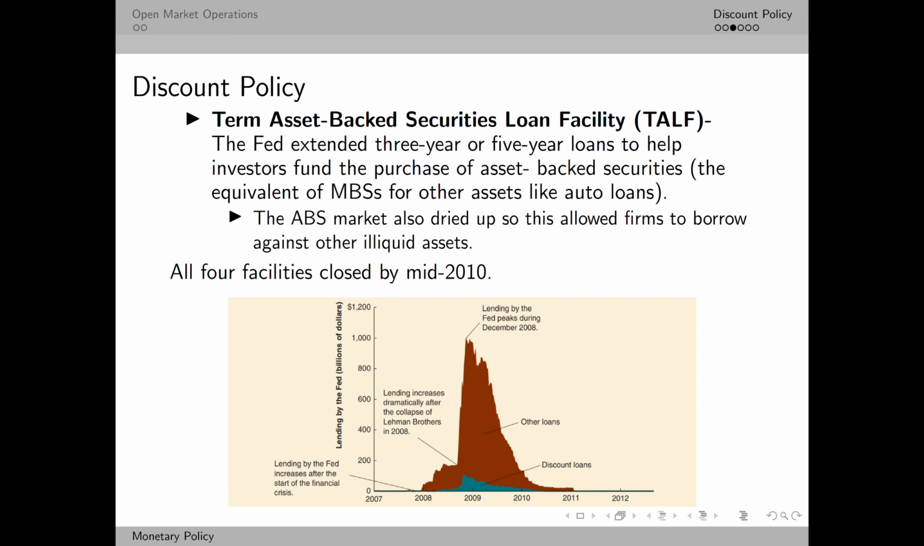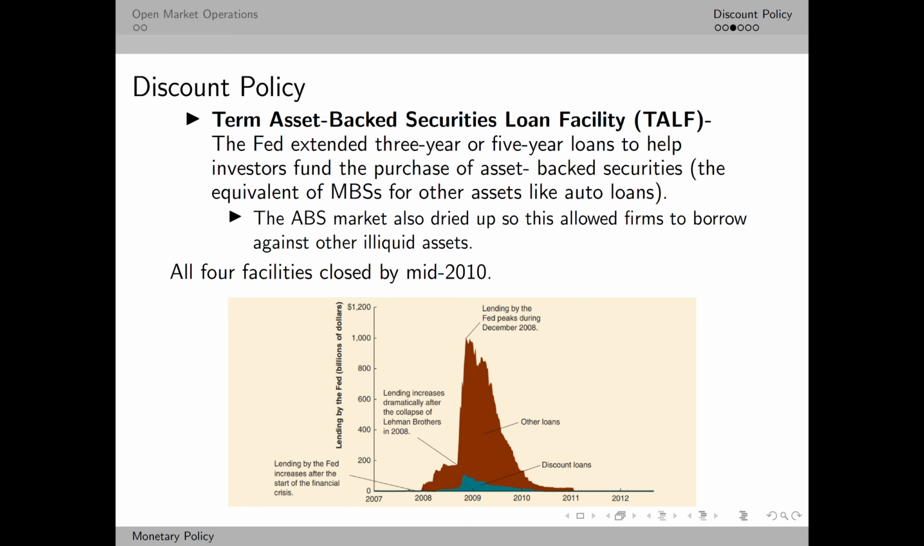Shock, surprise, surprise. And so by creating the TALF, this allowed firms to borrow against other forms of liquid assets besides the MBSs. And it was important to distinguish between the MBSs and ABSs because the idea with the ABS separation is that ABSs aren't quite as risky to own on the books, and so the interest rates that TALF required were quite a bit lower. And then all of these facilities did close by mid 2010.